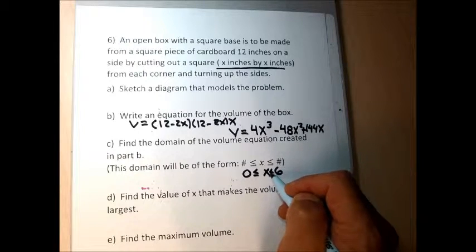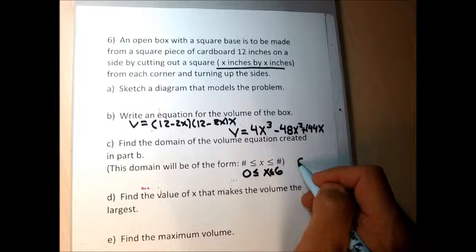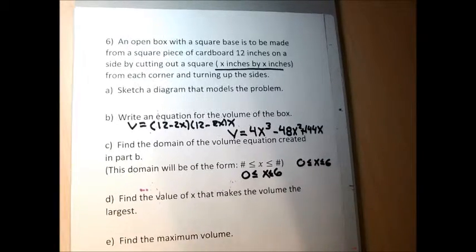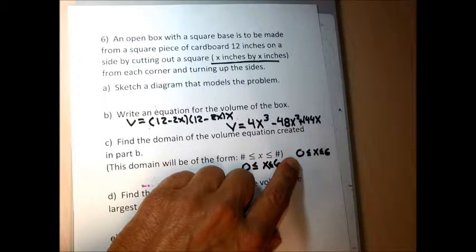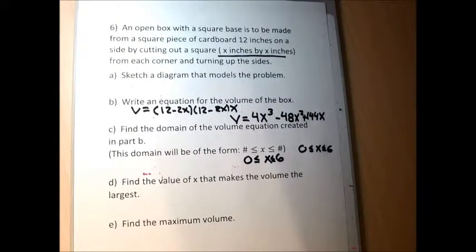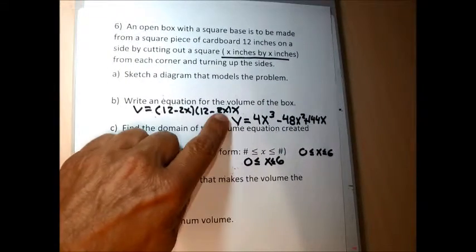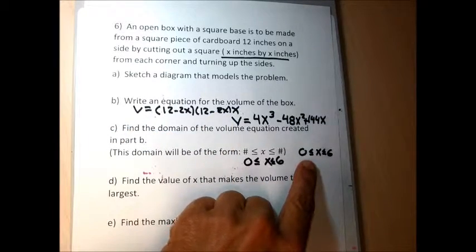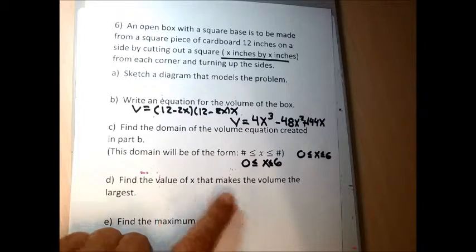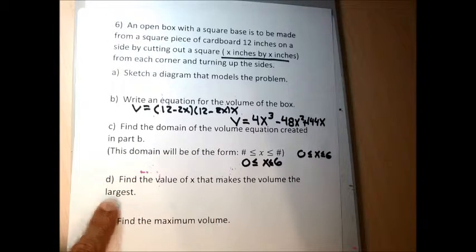And quite honestly, you couldn't do 6 inches because you would be cutting and be left with nothing. You really, literally have to do bigger than 0 and less than 6. But for our purposes, we'll say the cuts have to be somewhere at least 0 and less than 6 inches. But I'll put the or equal to just to make it fit with what we've been doing. So now I have a volume equation, I have a domain, and I want to maximize. I want to find the value of x that maximizes or makes the volume the largest. How do I do that?